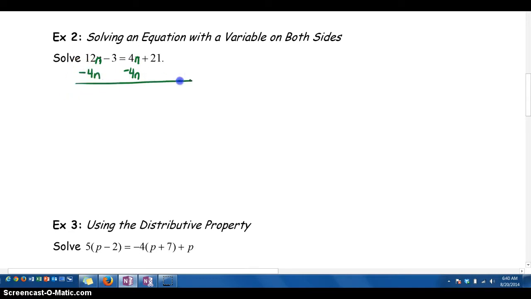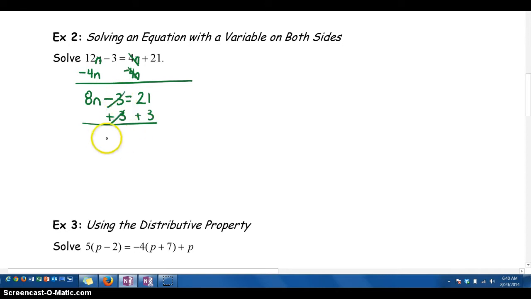If you did it the other way, you would not be wrong. 12 minus 4 is 8. Let's not forget the n. Bring down the negative 3 equals 4n minus 4n cancels out, and we're left with positive 21, which we don't have to write the plus, we just write 21. Now this has become the same problem as example number 1. We're going to go ahead and do the opposite of 3, so we're going to add 3 to the other side. So we're using the order of operations backwards.